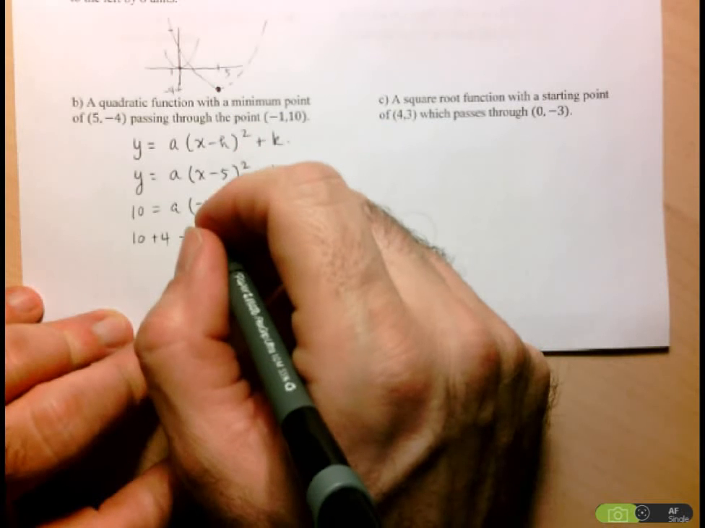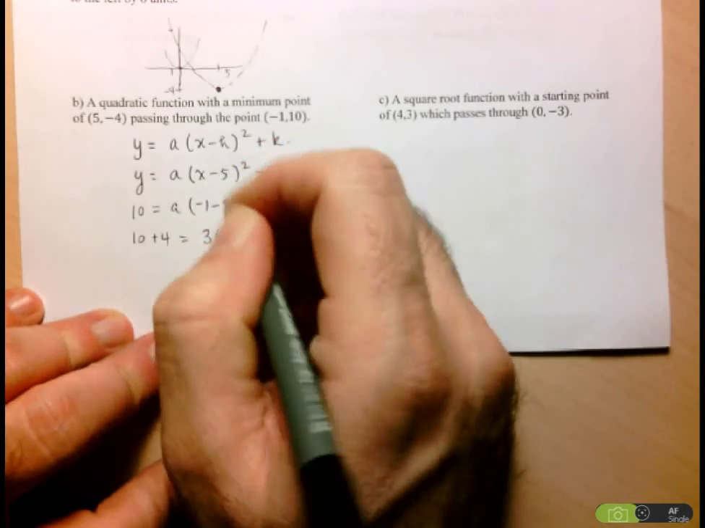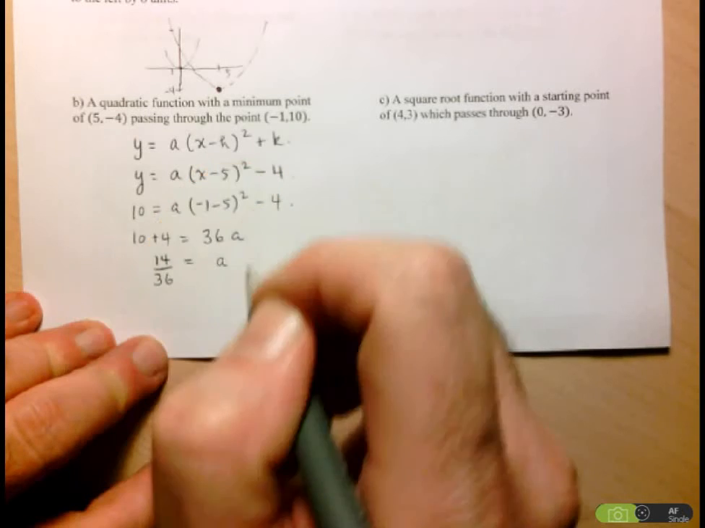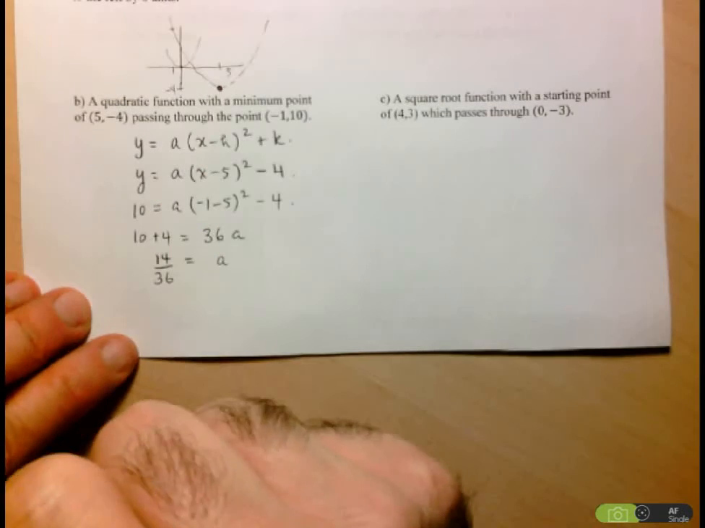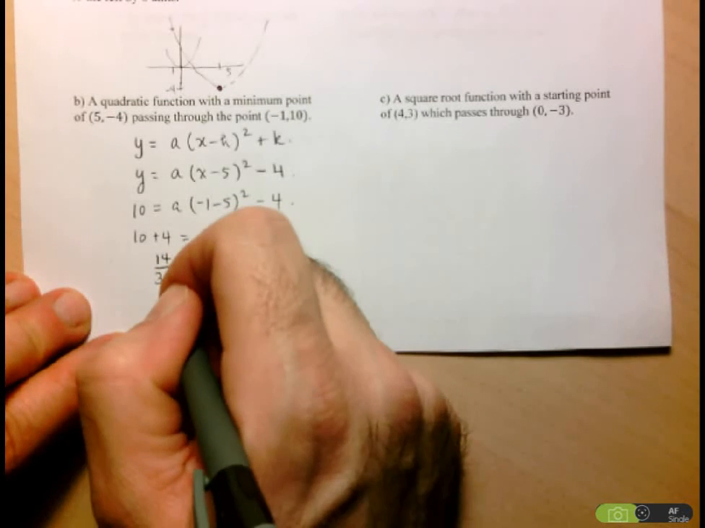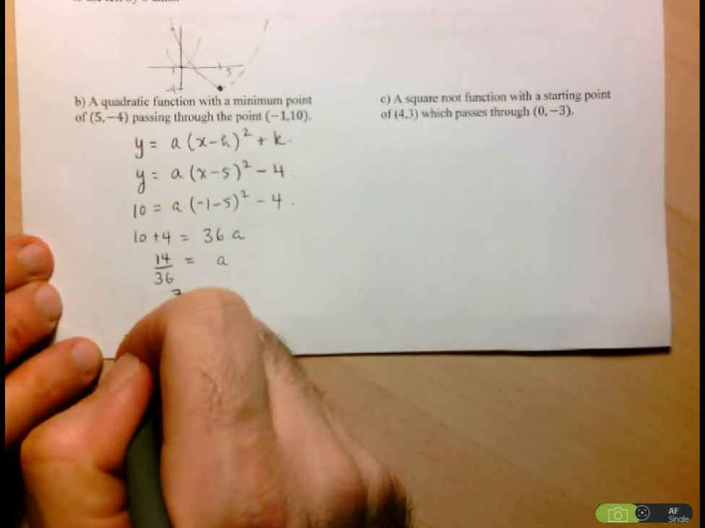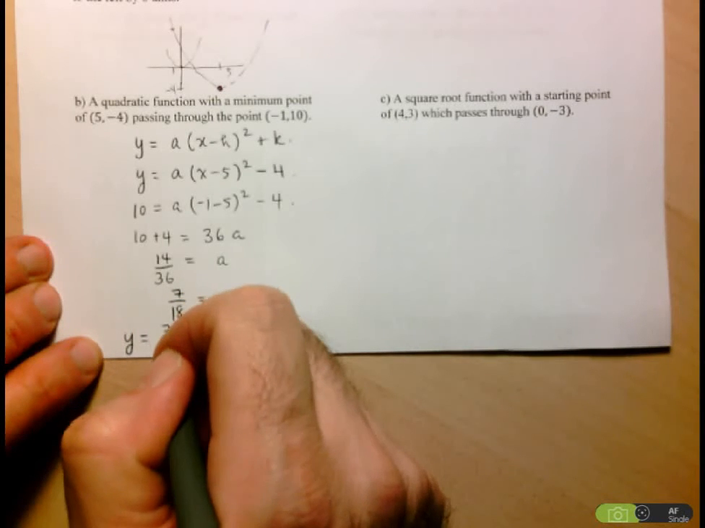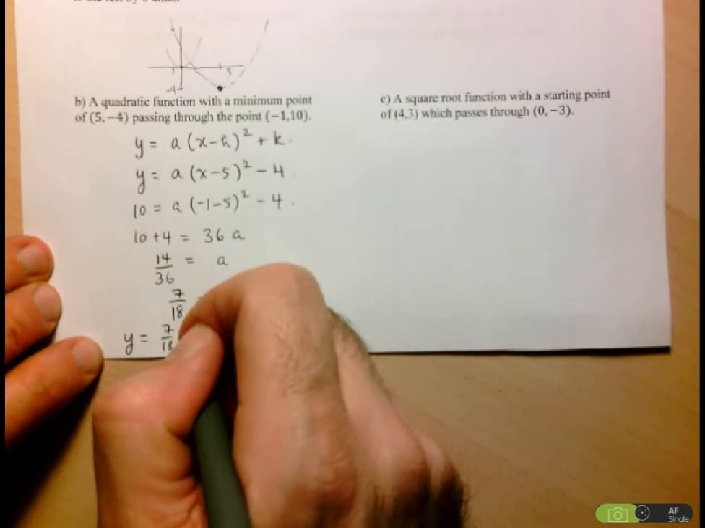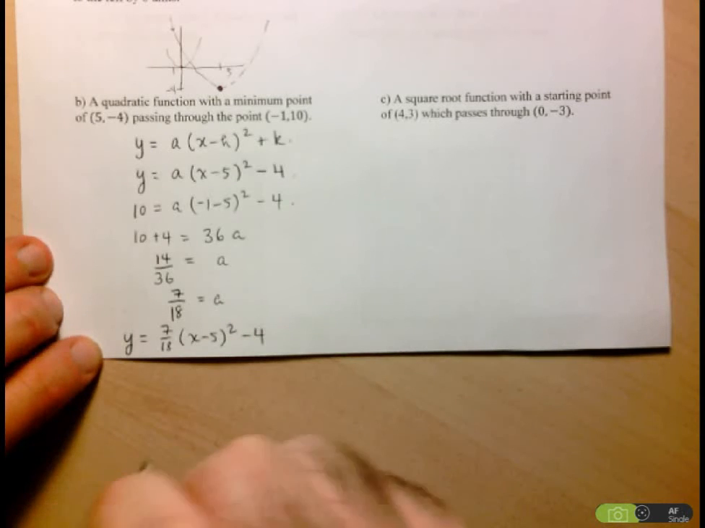Okay, and so here 10 plus 4, bring that to the other side, equals, so what do we have now? We have negative 1 minus 5, so negative 6 squared, so that's 36 a. And now I can solve for a, so 10 plus 4 is 14 over 36. But of course I would expect you to simplify that, so a is equal to, and they're both divisible by 2, so 7 over 18, and that's as simple as it gets. So now my final answer will be y equals 7 over 18. By the way, notice it's positive, as we expected. Times x minus 5 squared minus 4. Okay, and there's our final answer.